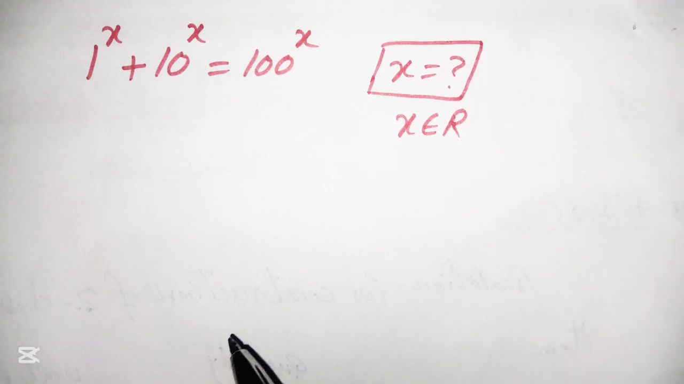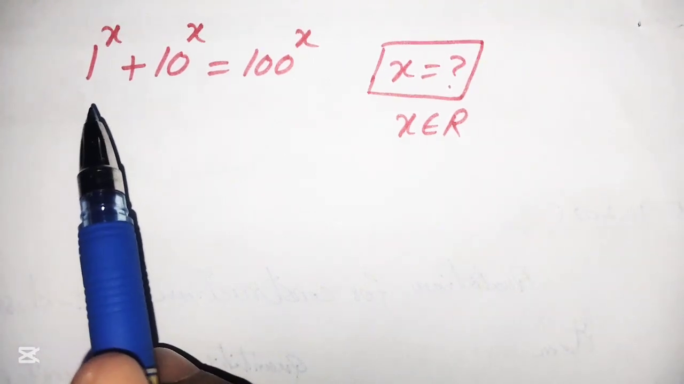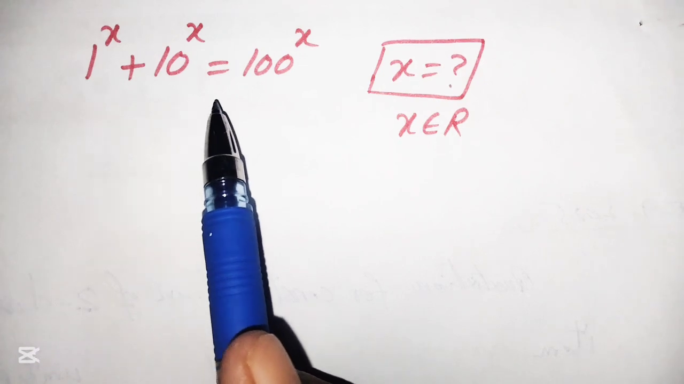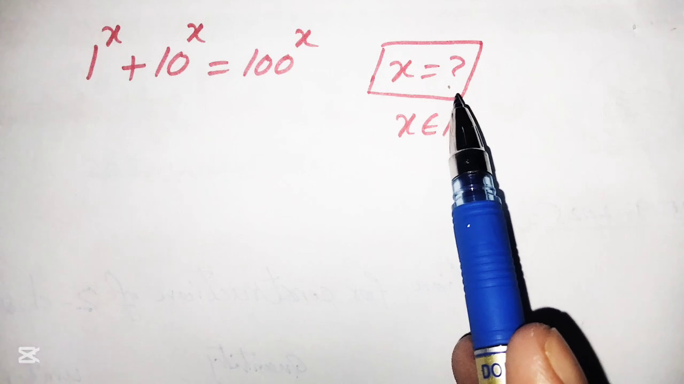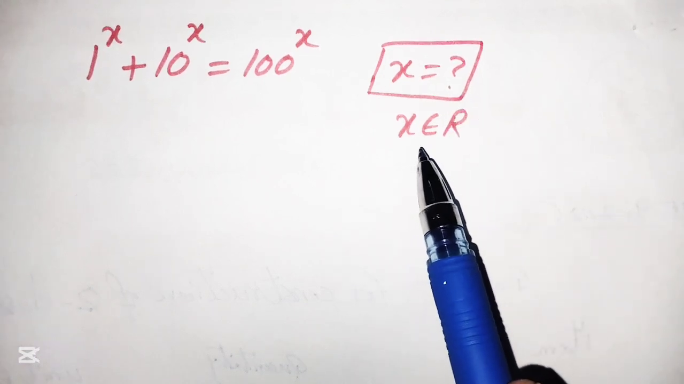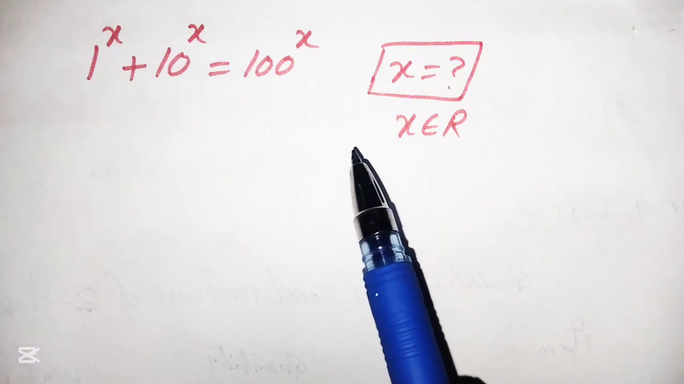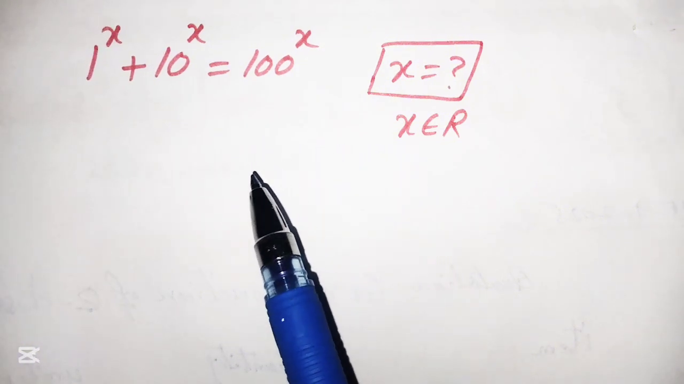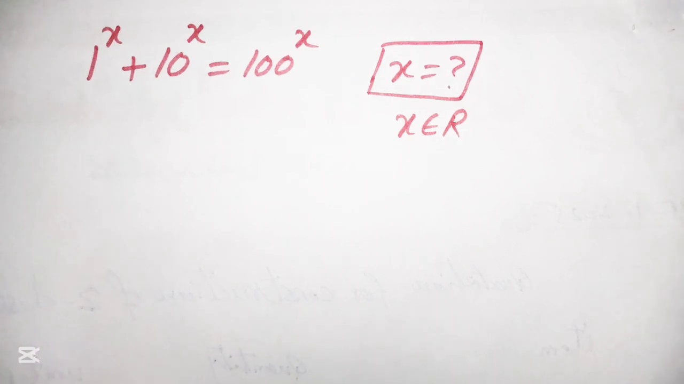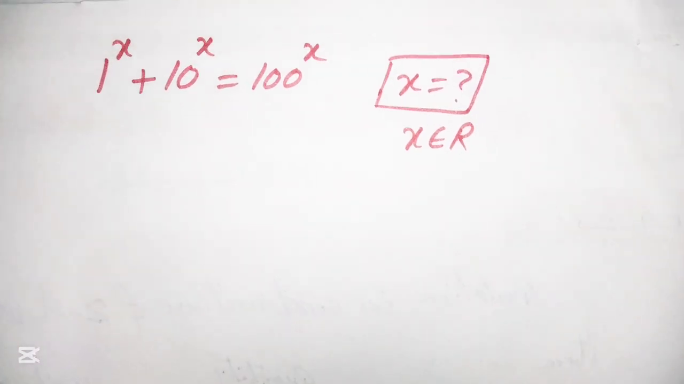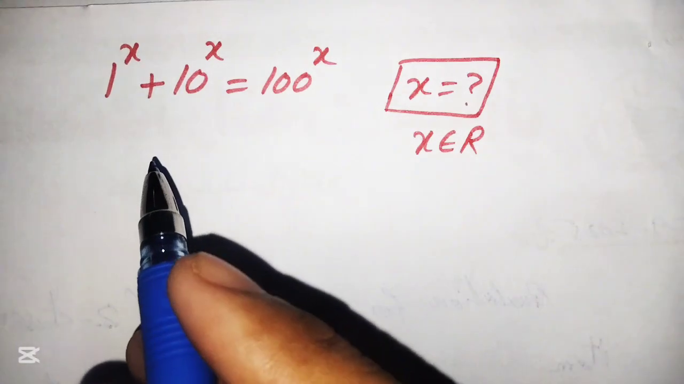Today we are going to solve a very interesting exponential equation, which is given as 1 raised to power x plus 10 raised to power x is equal to 100 raised to power x. Here we find the value of x, where x is a real number. It is an exponential equation. We will solve it by converting it into a quadratic equation. That's why it is going to be very interesting. So stay with us till the end to enjoy this video. Let's start the solution.